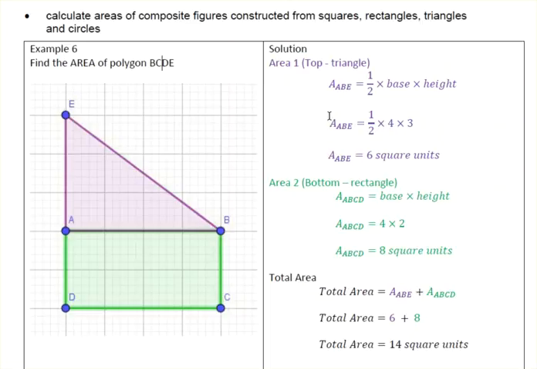Notice the setting out that I'm using here. I encourage you to use the same kind of setting out. Area 2 for the bottom one is the rectangle. So 4 times 2 is 8 square units. So the total area is these two added together. So 6 plus 8 is 14 square units.